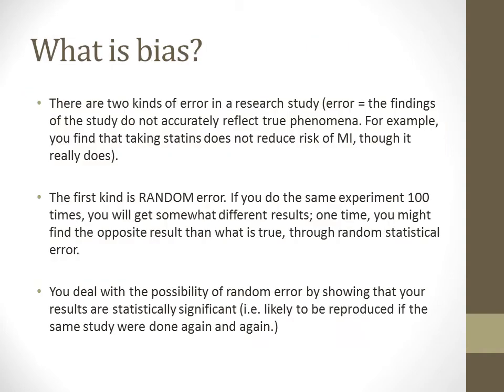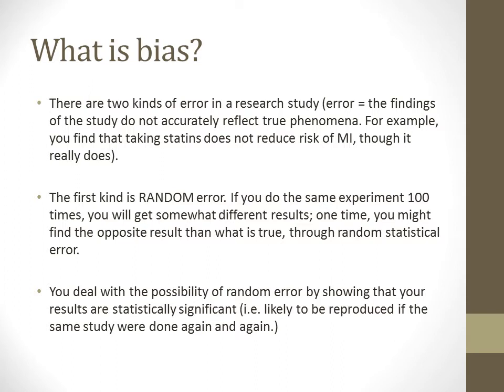So moving on to bias. There are two kinds of potential error in a research study. Error means the findings of your study do not actually accurately reflect true phenomena. For example, you find that taking statins does not reduce the risk of MI, even though in real life it does. So there's two reasons that your study could screw up that way.